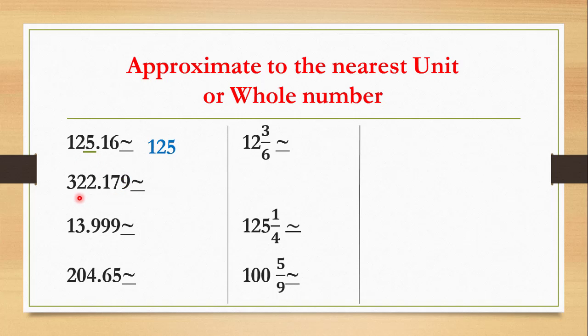Here we have 322.179. Also, I'll underline the unit, which is 2. Look at the right, we have 1, less than 5, so don't add 1. The result will be 322.